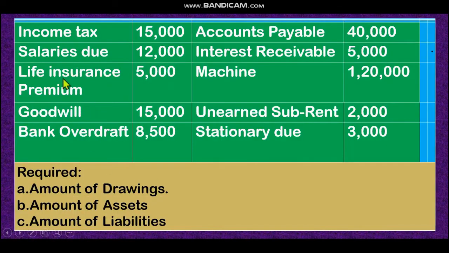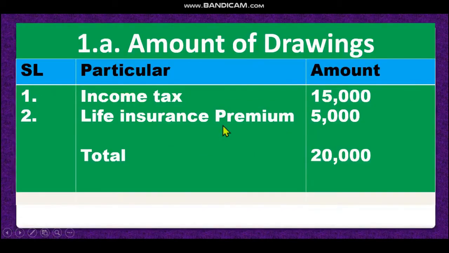Salary due, liability, no. Goodwill, it is our asset. Bank overdraft, no, it is a liability. Accounts payable, liability. Interest receivable, dear student, this is another asset. Interest receivable, it is our asset. Machine, it is also an asset. Unearned sub-rent, this is a liability. Stationery due, liability. Dear student, assets are over. Let's see the list now.